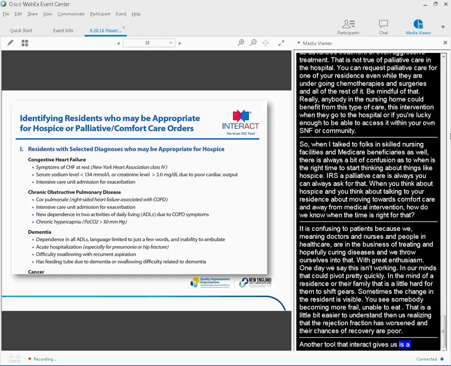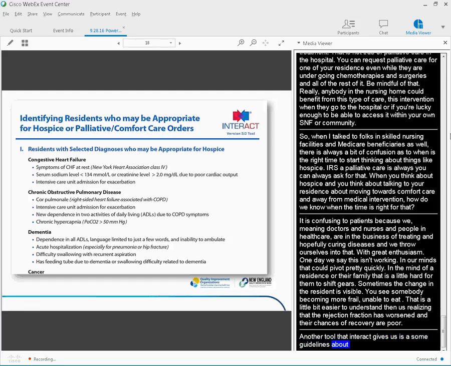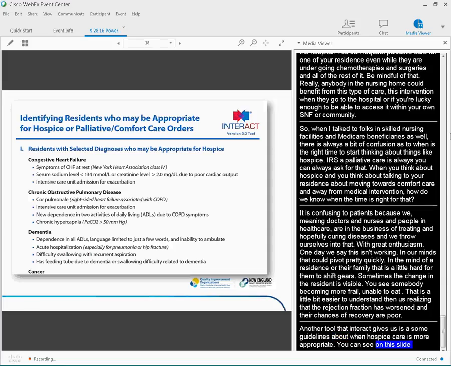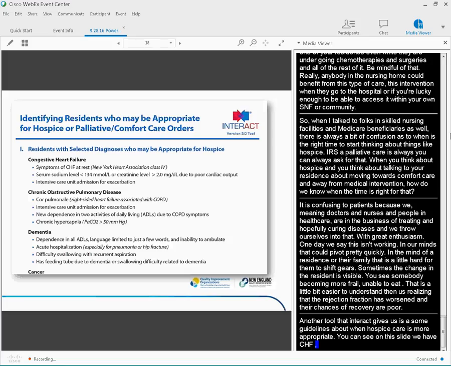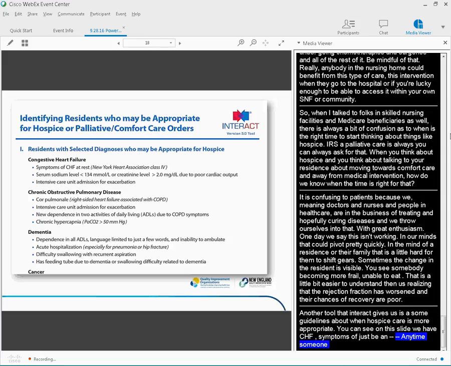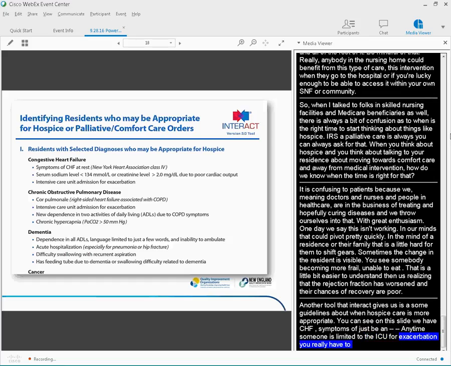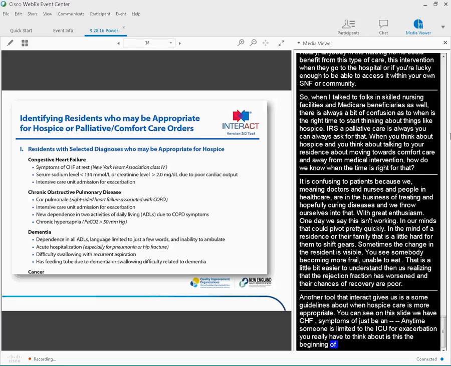So you see on this slide we have CHF, symptoms of dyspnea at rest, serum sodium levels less than 134. Anytime somebody with chronic CHF is admitted to an ICU for an exacerbation, you really have to think about, is this the beginning of a different phase of that illness? Because we know that it is a chronic illness with a very high mortality rate.